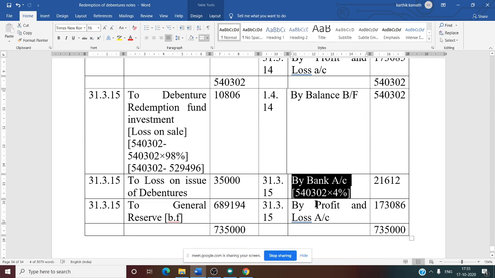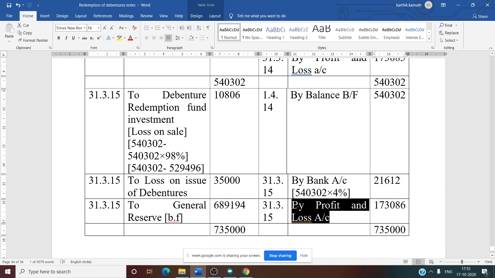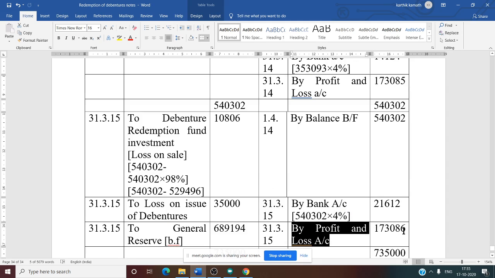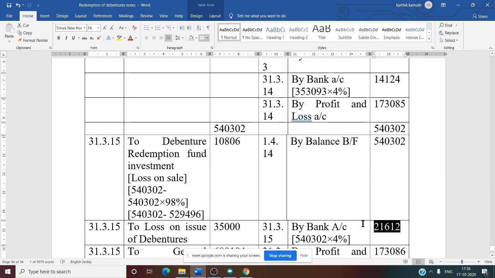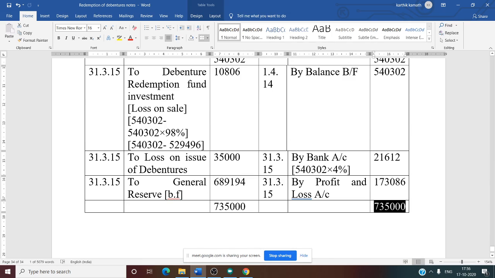That is same. 5,43,002 into 4%, 21,612. That is same for every year. Profit and loss account also same. But here we have written 1,73,086. Here we have written 85. Just to make it round figure, we have taken 1 rupee extra. So either you can adjust that 1 rupee in P&L account, or you can adjust that 1 rupee here in interest calculation. Yes. So now we know the credit side total of the last year, that is 7,35,000.